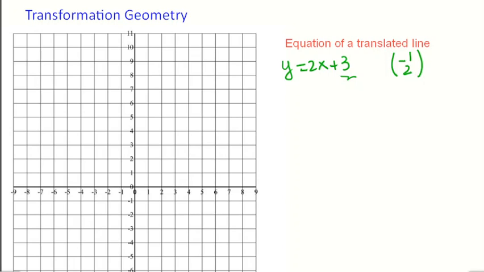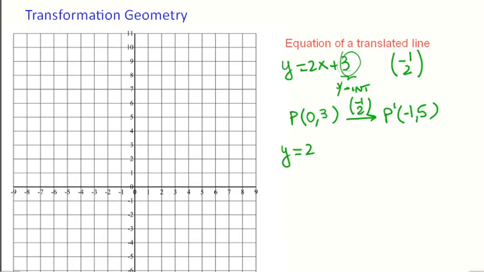So y equals 2x plus 3. So this is my y-intercept, right? I know that point P, which, well, the y-intercept means x is 0 and y is 3, is undergoing this translation. So 0 and 3 through -1 and 2. So my new point P prime will be -1 and 5, which is 3 plus 2. So I know that this point is in my new line.